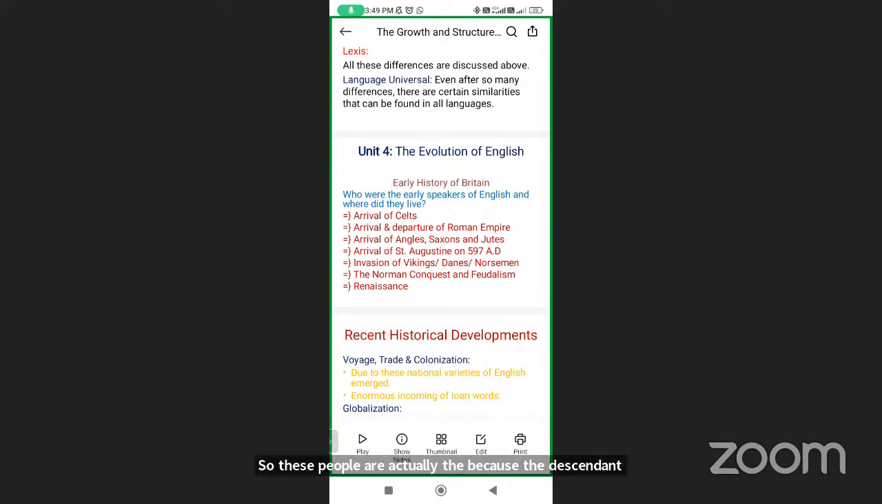So that's why we have the United Kingdom. We don't have a particular country called England. So they are taking all of Scotland, Ireland, and Wales, and part of it, because those were actually the ancestral lands of those particular peoples.